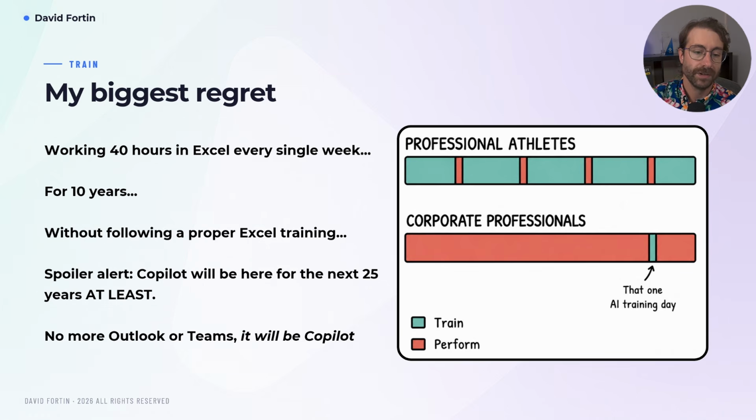And trust me, my friends, with what's coming and what I see coming up, no more Outlook or Teams. You won't even go into Outlook or Teams anymore. It will be everything in Copilot. Copilot will be the hub. So your team needs to know how to use it properly, how to prompt properly, and how to get the best results out of it, right? It's going to skyrocket the productivity so much, okay?